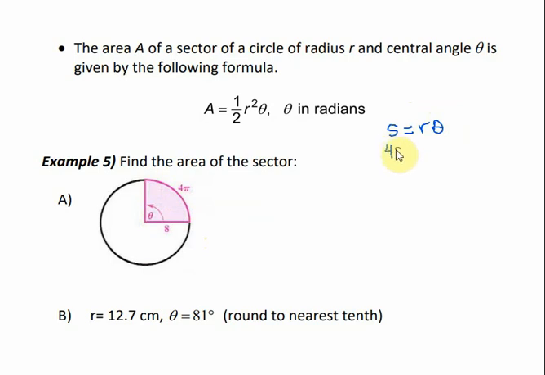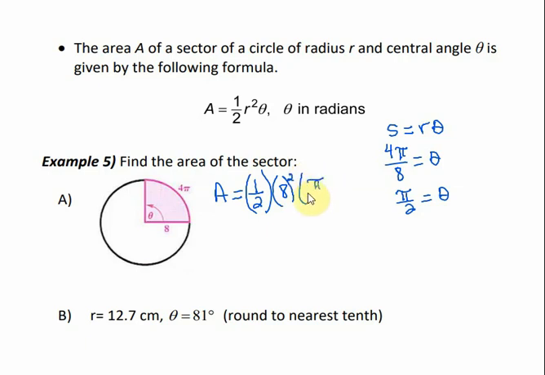S is 4 pi, and we're going to divide it by the radius, and that's going to give us the angle measure. So that would reduce to pi over 2. Okay, so now that we have the angle measure and we have the radius, we can find the area of the sector. Okay, so the area is equal to 1/2 the radius squared times the angle, the measure of the angle.